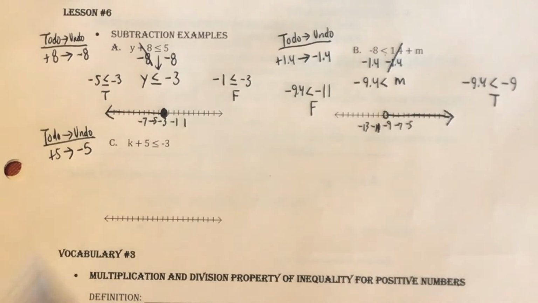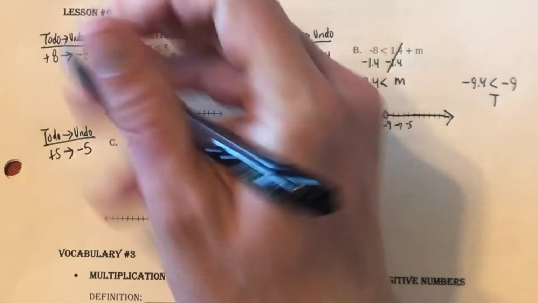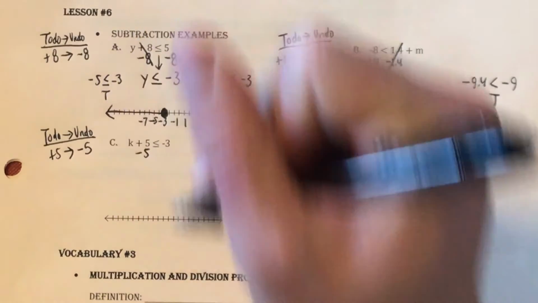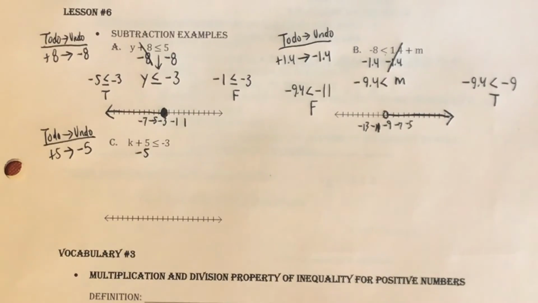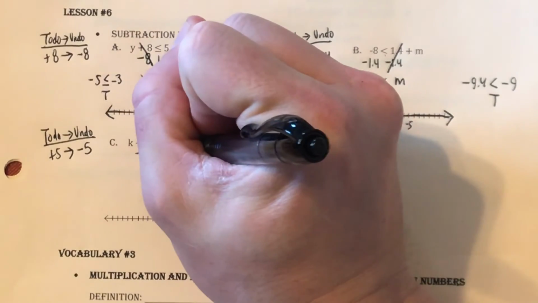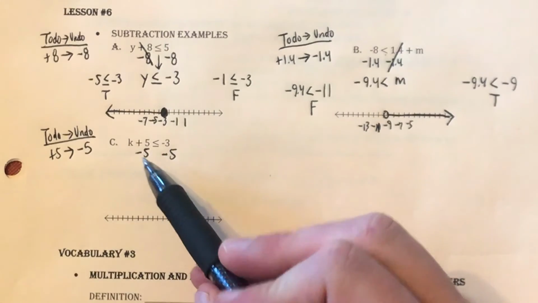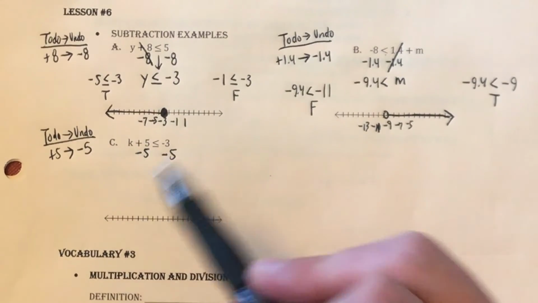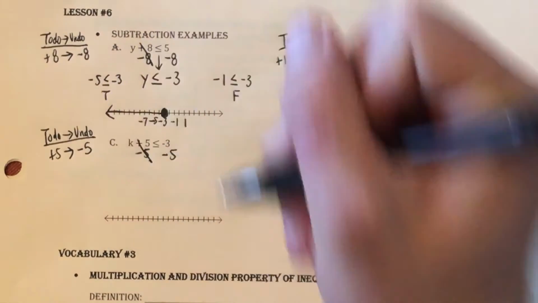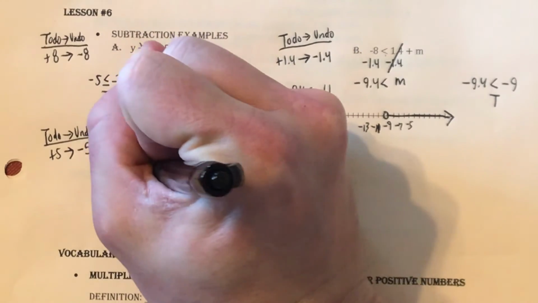So I need to go in, I need to subtract 5 from both sides of the inequality. So underneath where they added 5, I'm going to subtract 5. Then on the opposite side of the inequality, underneath where they have negative 3, I'm going to subtract 5 as well. Well, now I need to solve it. So as we talked about before, a positive 5 and a negative 5, that just cancels out. We're left with just the k on the left side.